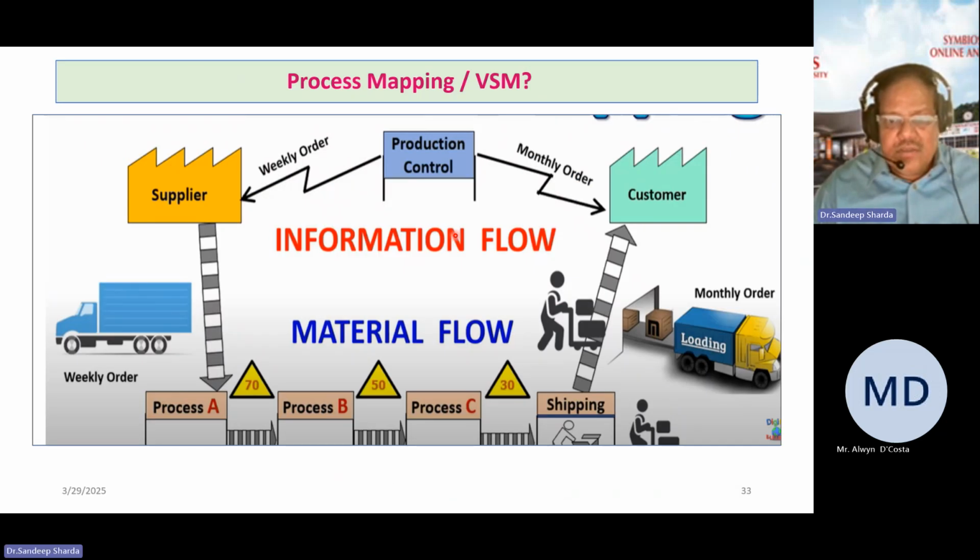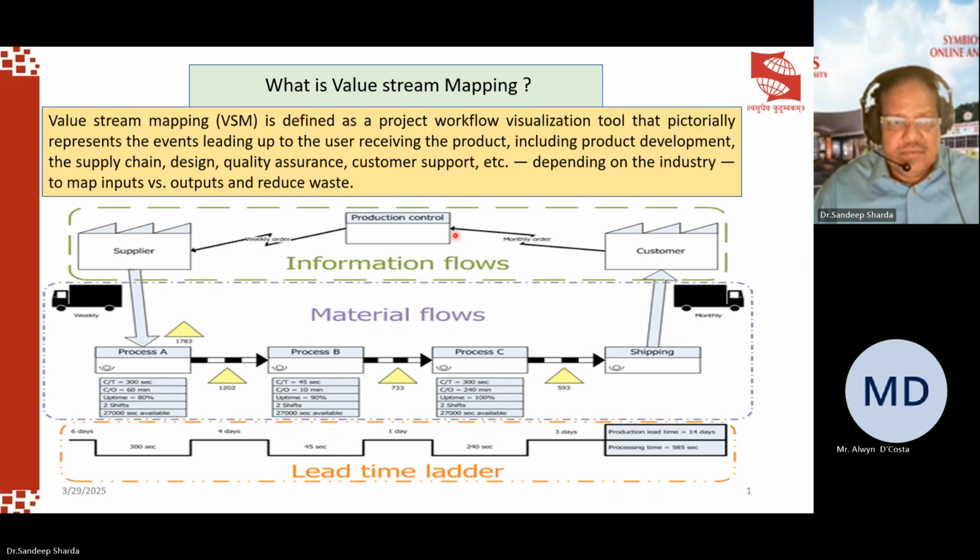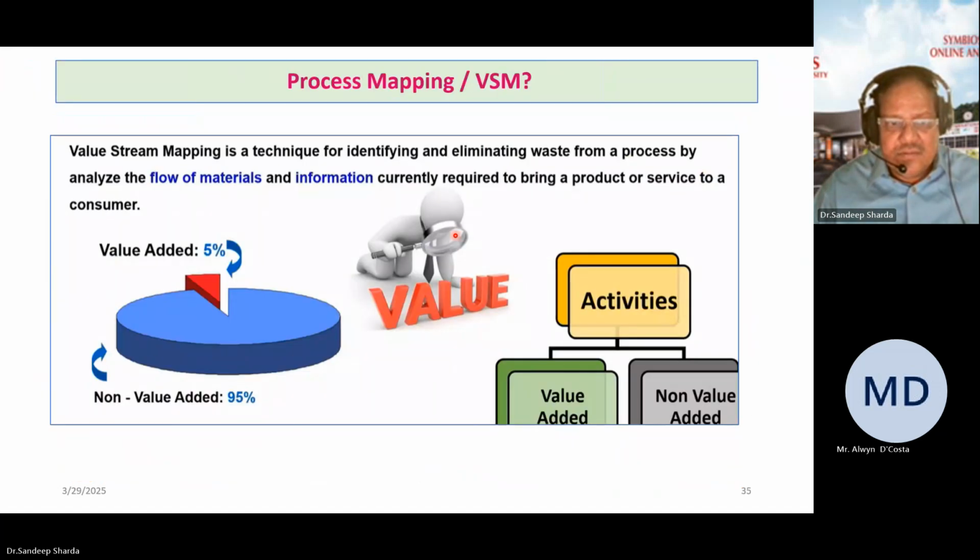So this is how the information flow and material flow are plotted as far as the process mapping and value stream mapping is concerned. Then we are going to analyze the value added and non-value added activity. And based on the non-value added activity, if it can be reduced in terms of the time delay or completely eliminated, that we are going to consider, and it may be eliminated if it is not required.